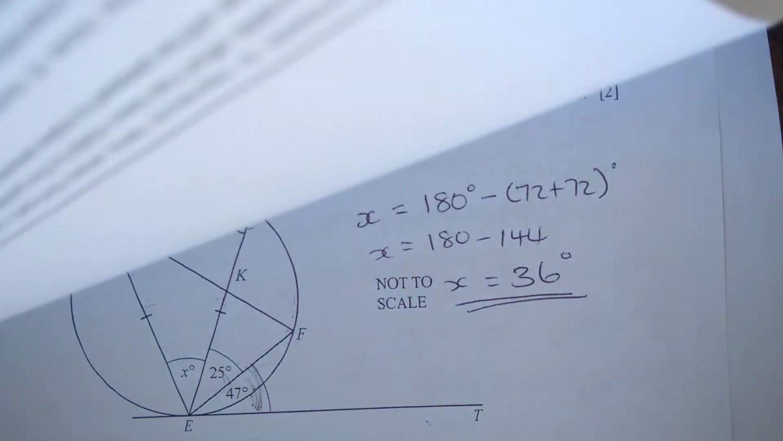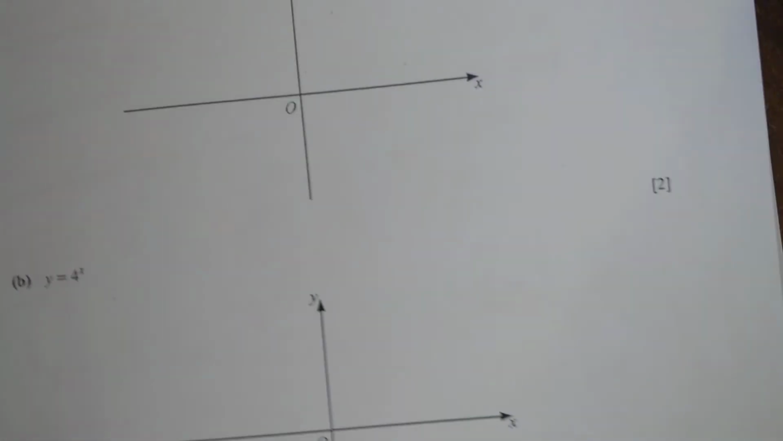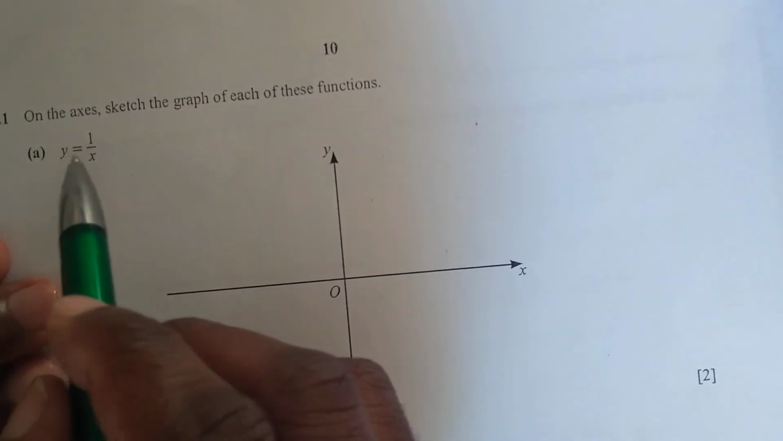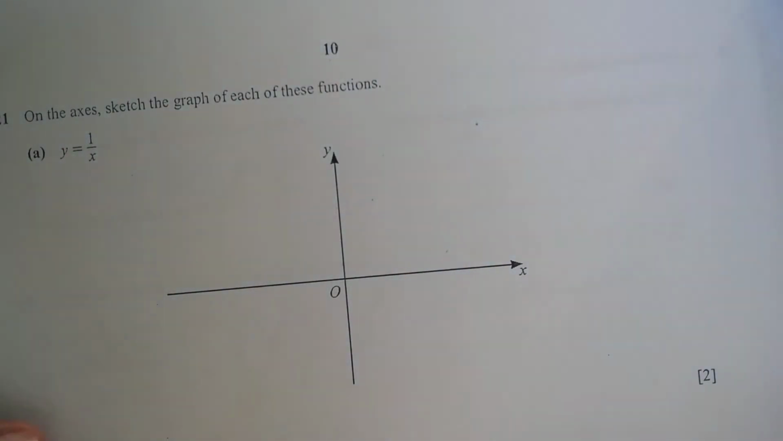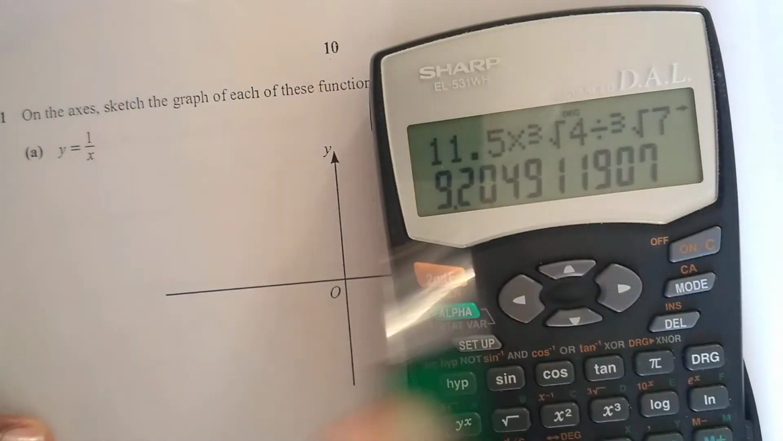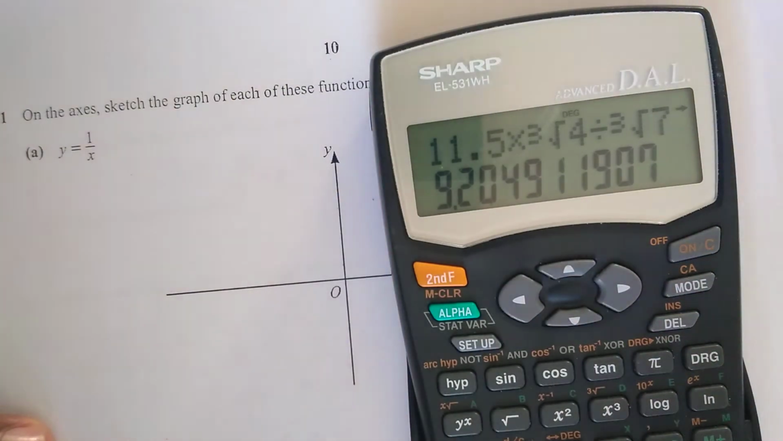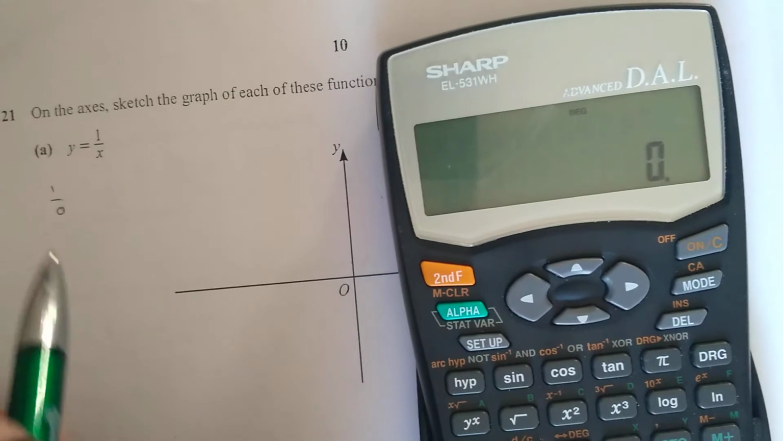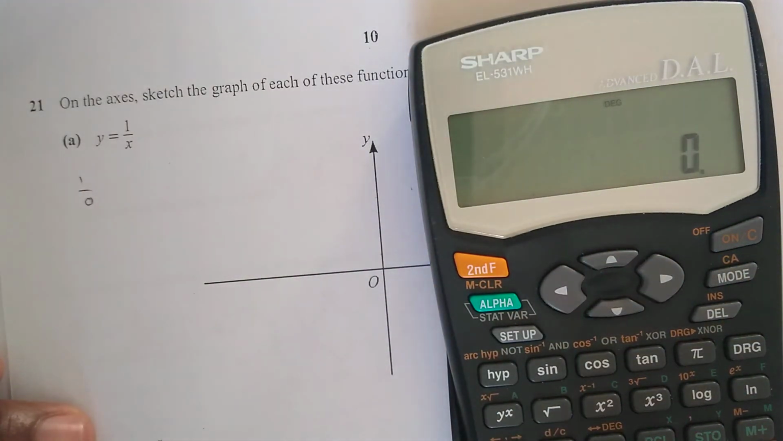Right, number 21. Number 21 says sketch the graph of the function y equals 1 over x. So what is the value of y when x is equal to 0? Let's check. This will become 1 over 0. So what is 1 over 0?